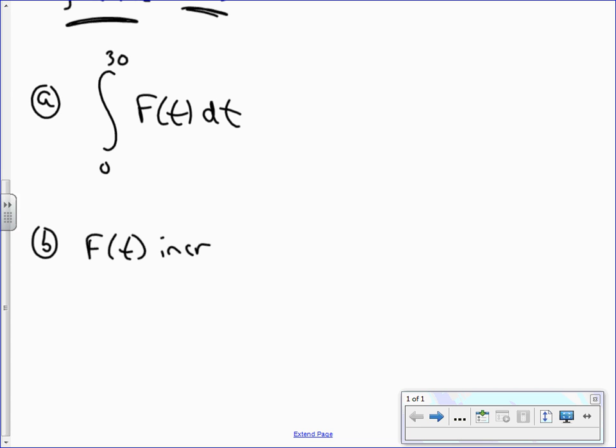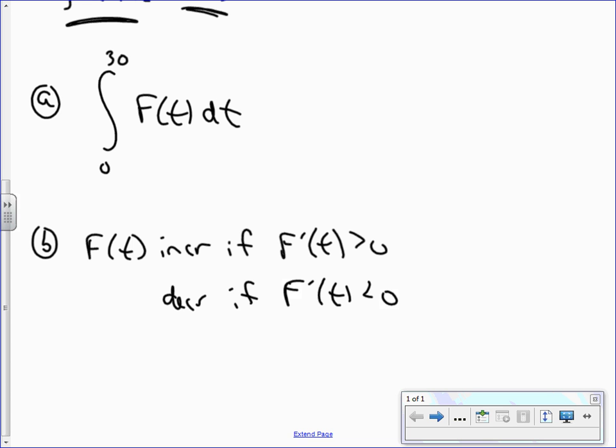Increasing if F prime of T is positive. Decreasing if F prime of T is negative. You have written down your justification. You're telling them what you're going to go look for, and then you're going to go look for it. Even if you get it wrong, you're going to get some serious points for this.